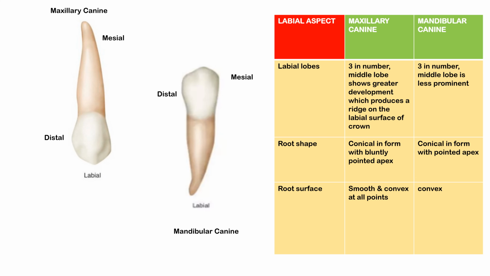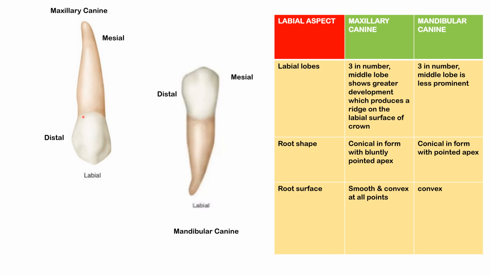Talking about the labial lobes, both the maxillary and the mandibular canines have three labial lobes, that is the distal, middle and the mesial lobes. But in the maxillary canine, the middle lobe shows greater development, which produces a ridge on the labial surface of the crown, whereas in the mandibular canine, the middle lobe is less prominent.